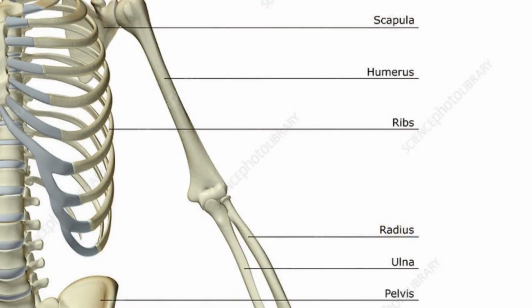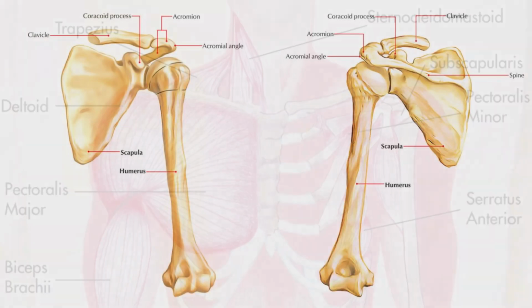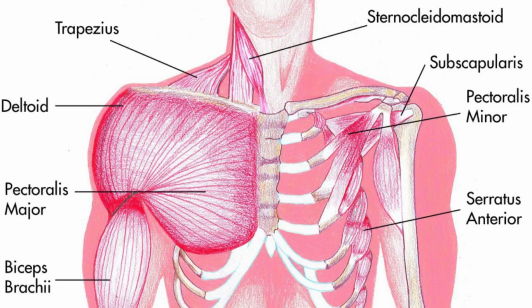What are the bones of the upper limbs? The humerus is the long bone of the upper arm, connecting the shoulder girdle to the forearm bones. It provides attachment points for muscles and ligaments involved in shoulder and elbow movements.